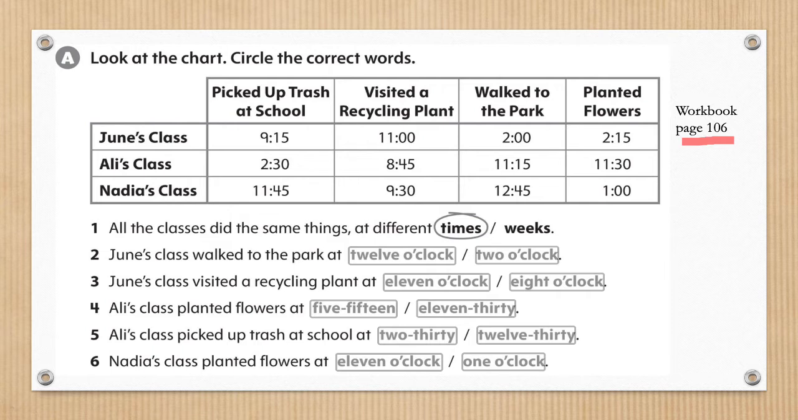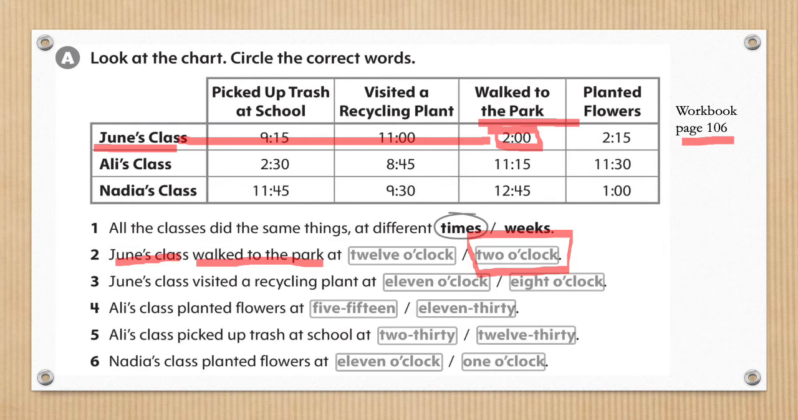Let's do number 2. June's class walked to the park at. So we look for June's class, walked to the park. So June's class walked to the park at 2 o'clock. So we circle 2 o'clock. I hope you are able to do number 3, 4, 5, 6 on your own.